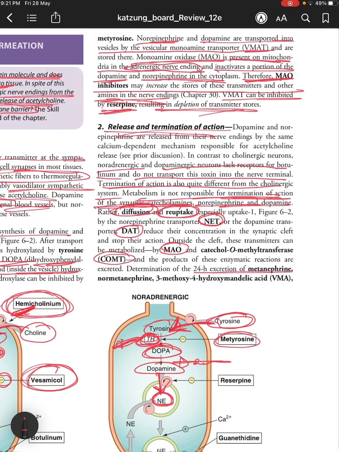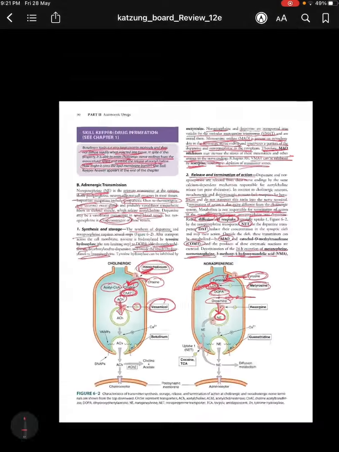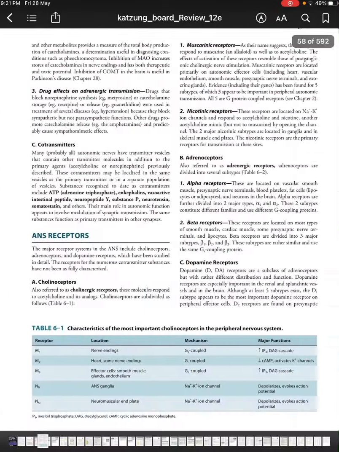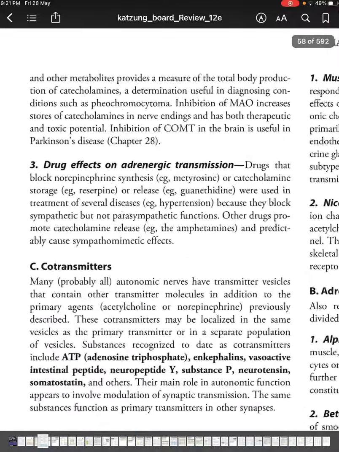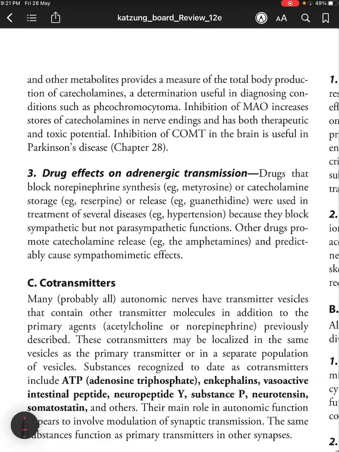Determination of the 24-hour excretion of metanephrine, normetanephrine, and 3-methoxy-4-hydroxymandelic acid or VMA, vanillyl mandelic acid, and other metabolites provides a measure of the total body production of catecholamines, a determination useful in diagnosing conditions such as pheochromocytoma, which is an adrenal medullary tumor in which excess catecholamines are secreted. Inhibition of MAO increases stores of catecholamines in nerve endings and has both therapeutic and toxic potential.